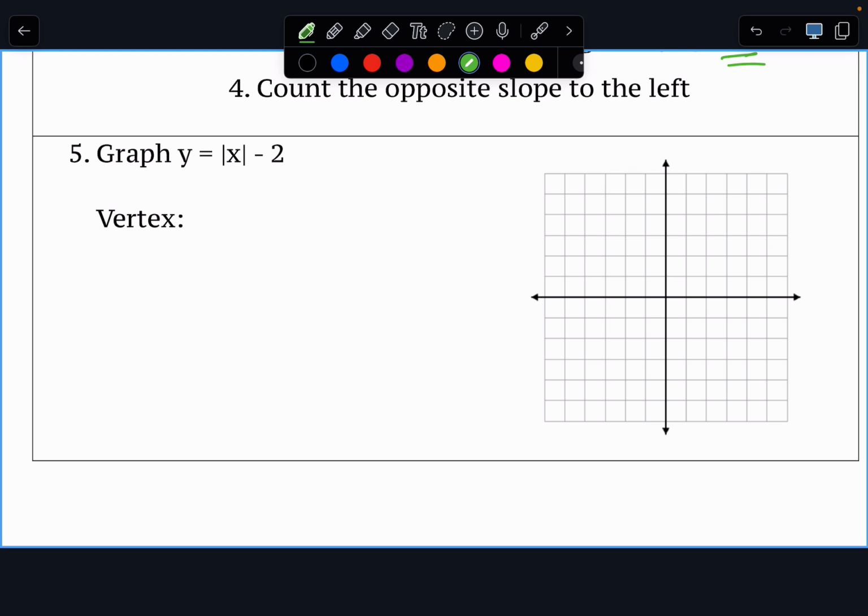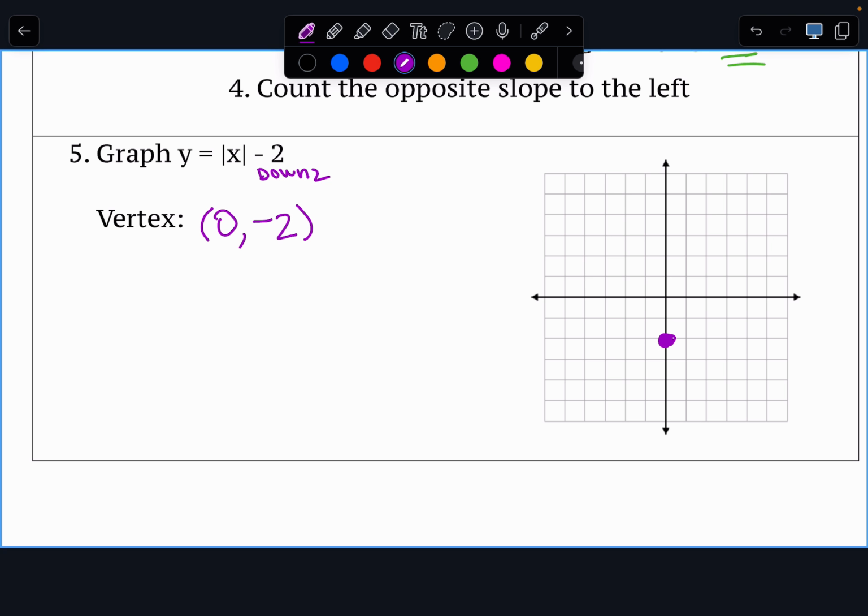Since it's an absolute value, I know it's going to be a V. The first thing we need to figure out is where the vertex is. How many do we move left or right? 0. And then this means down 2. So our vertex is at (0, -2).